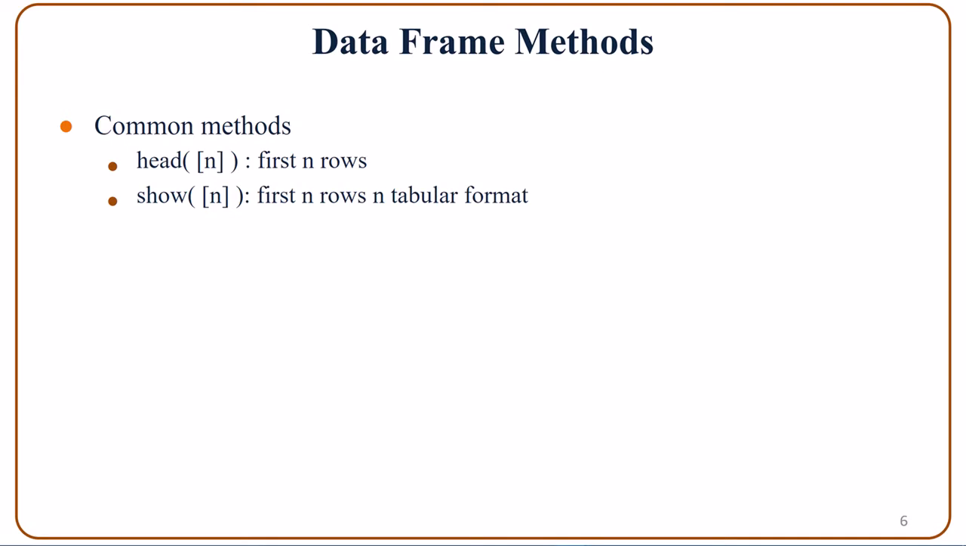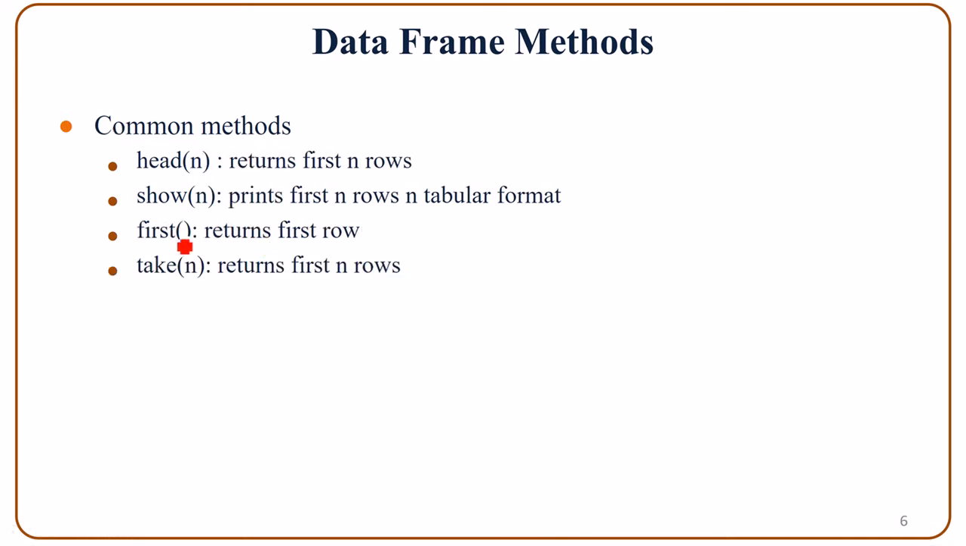Some common methods include head. Head prints the first n rows, and show prints the first n rows as well, but in the tabular format. Also, there are some other methods such as first in order to return the first row, and take returns the first n rows, very much like head.